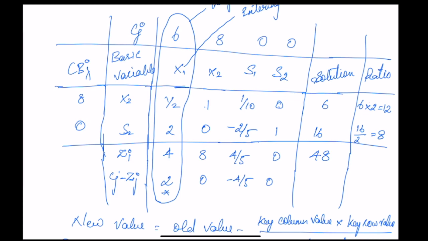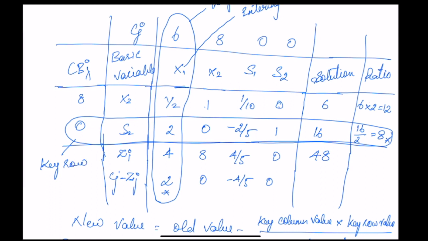Here we are going to look for the minimum element. Among 12 and 8, 8 is the minimum element. Hence we are selecting this row. As we have seen in the initial simplex table, this is our key row, and this S2 will be the leaving variable. And this 2 is the pivot or key value, the pivot element or key element.